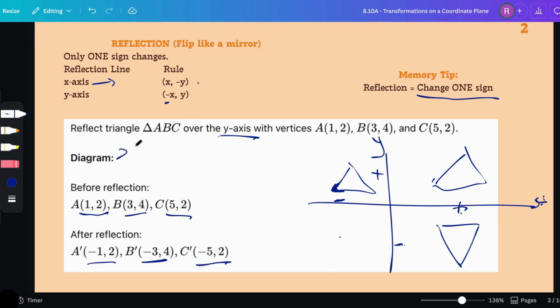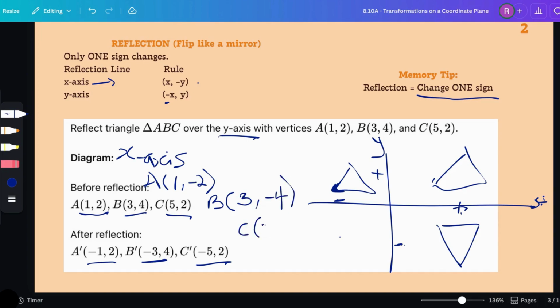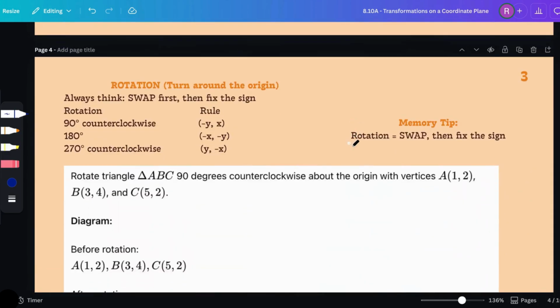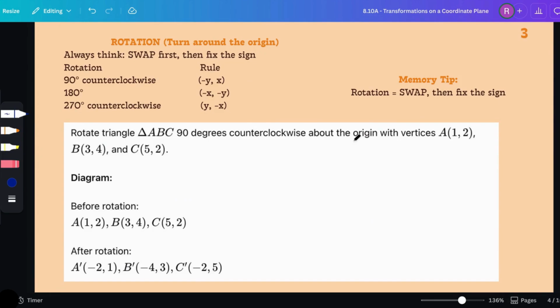Now let's try and reflect it along the x-axis. This will become (1, -2). That is for A. B will be (3, -4), and C will be (5, -2). So this is the reflection along the x-axis. Y will change sign. That is what reflection is about. One sign will change. Remember, mirror, you reflect in the mirror. So don't forget that. Now let's talk about rotation.